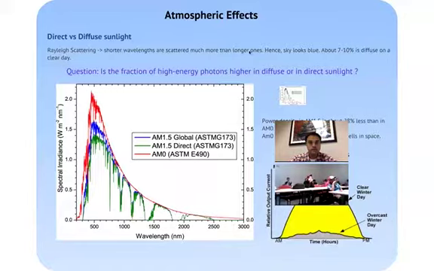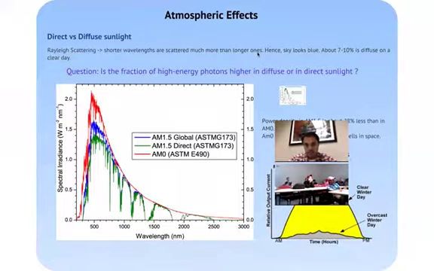In fact, the dependence is on the order of the fourth power of the wavelength, so it's very, very strong. What this means is that blue photons, which have shorter wavelengths, will scatter much more strongly than red photons, which is the reason why the sky looks blue.